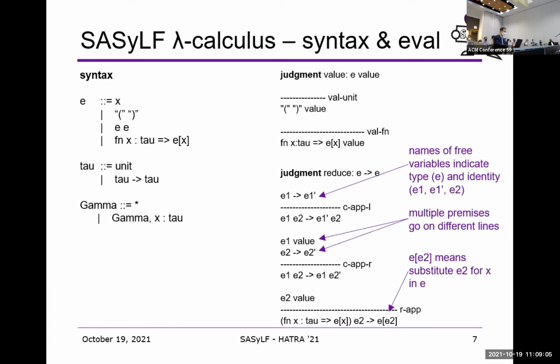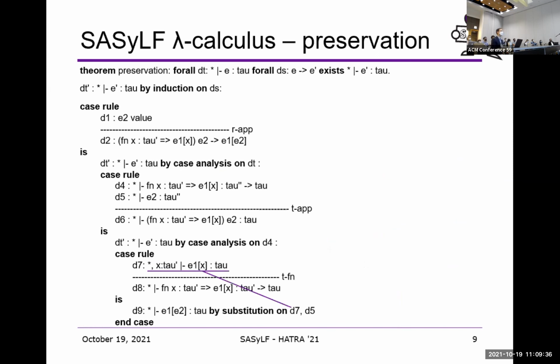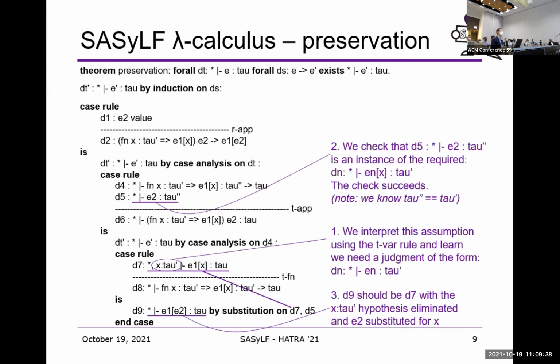Let's see, the most important thing is this third point here. We can do things like substituting an expression in, and that's again something that SASyLF understands because binding is built in. And if you want to know why it's second order abstract syntax, well, we can quantify over judgments. Judgments have variables that represent expressions. Expressions can have variables that stand for expressions inside them. So there's two orders of quantification there. Okay, I'm going to skip the types and the proof because I want to get to the usability.